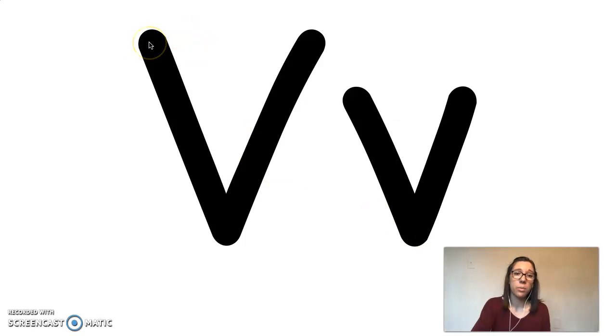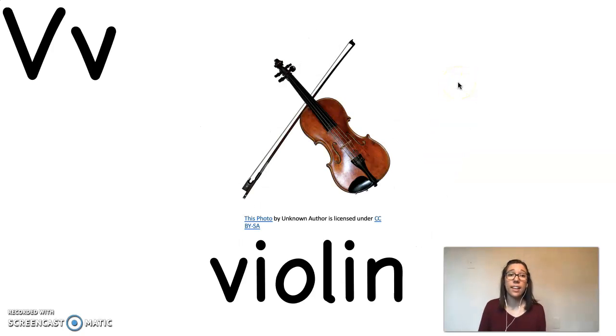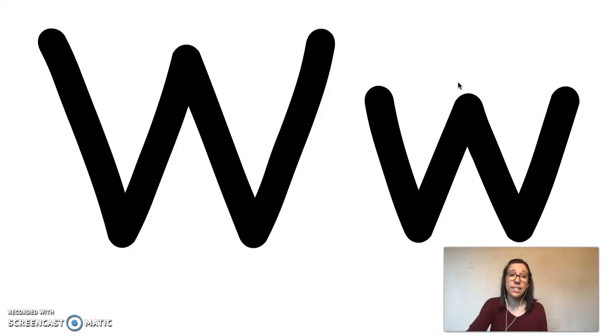To make the letter V, we start at the top and draw a diagonal line down, then another diagonal line back up. Lowercase v is formed the same way, but the v is smaller. V says v, as in violin. V is violin. Next is W.